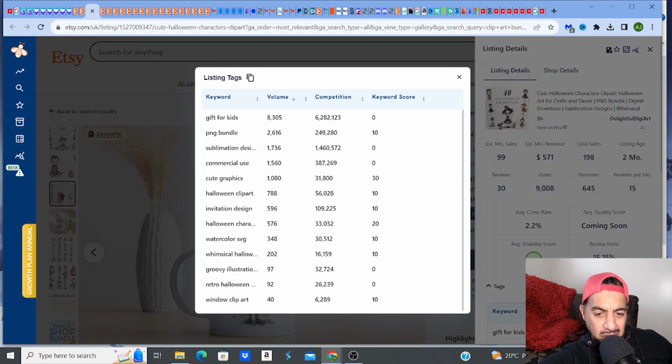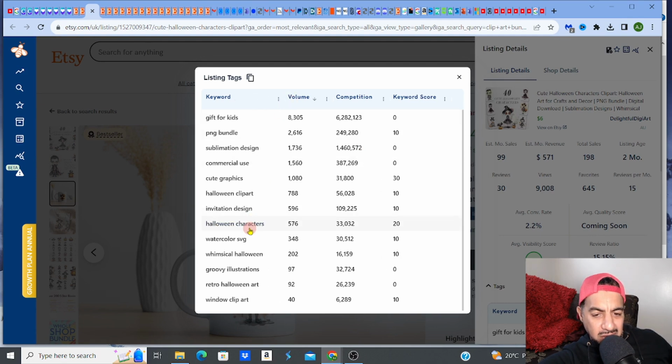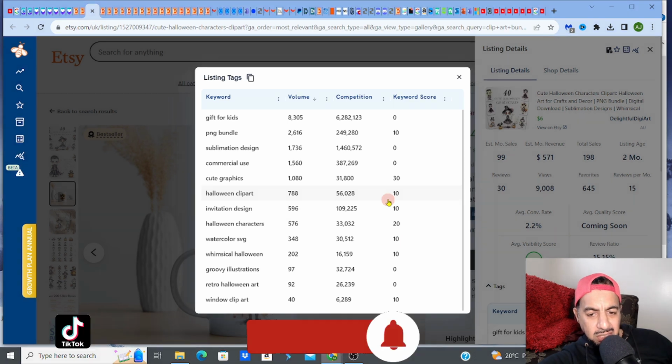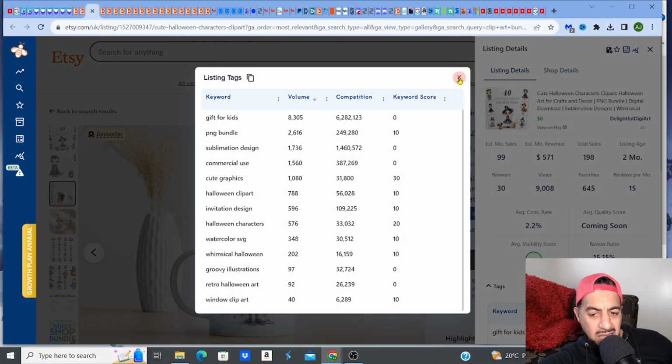The other thing that you do when you analyze is look at some keywords. For this one, they've got Halloween characters, which has a 20, cute graphics 30, Halloween clip art 10s. If there's anything at a 0, you need to jump up a little bit at least, so that you're able to get some of that pie, some of that volume. I mean, 20 is not amazing, but at least it will elevate slightly. So you want to look at keywords that will hopefully get you ranking on the title and get eyes on your product. So when you're thinking about designing, also try to do it like reverse engineering.